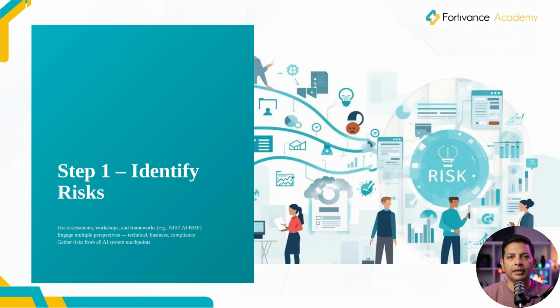The first step in building a risk register is identifying risks. You can do this through AI risk assessments, workshops with stakeholders, or by using frameworks like NIST AI RMF. The key is to involve multiple perspectives: technical teams, business users, and compliance functions. This ensures that you capture a comprehensive set of risks, not just technical ones.